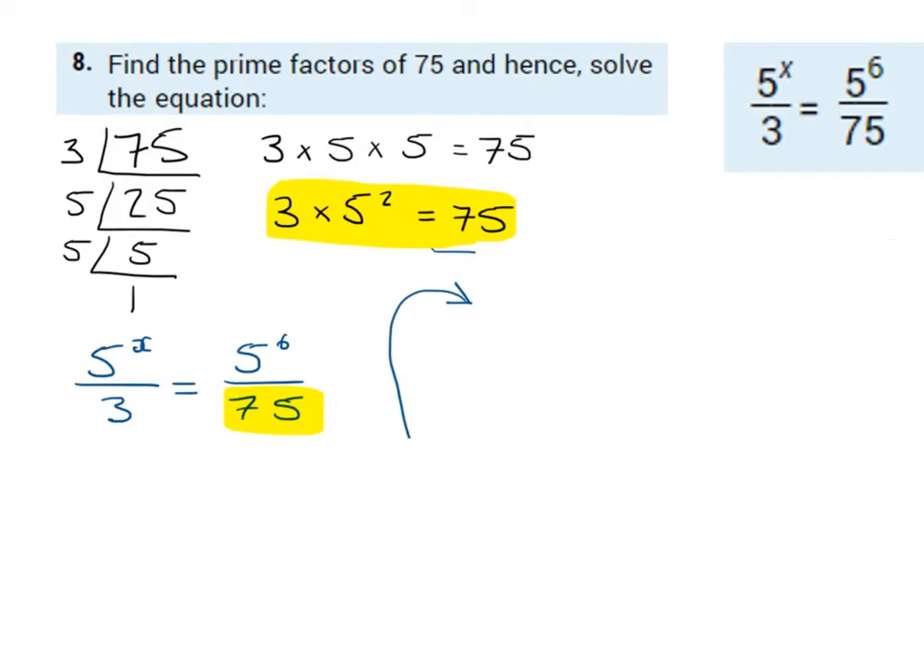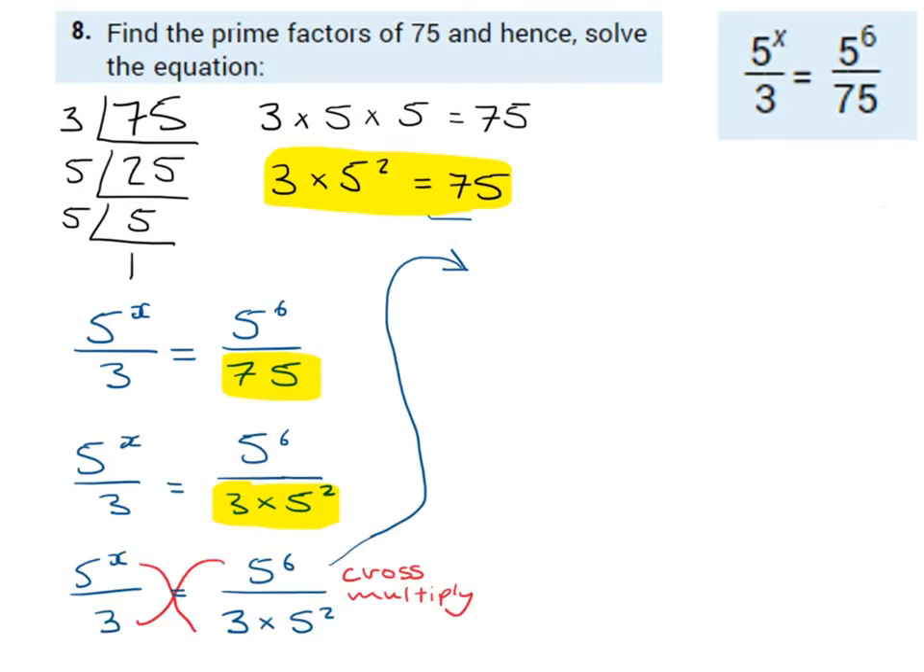So the first thing I'm going to do is write out the equation again down here. So I've literally just written it out. I haven't changed anything. In the next step, I'm going to swap 75 for 3 times 5 squared because we worked out that 75 is equal to 3 times 5 squared. And everything else stays the same. So 5 to the power of x over 3, I still have on the left of my equal sign. And on the right of the equal sign, I still have 5 to the power of 6 as the numerator of the fraction. So all that's changed is 75, which is the denominator of the fraction on the right, has become 3 times 5 squared.